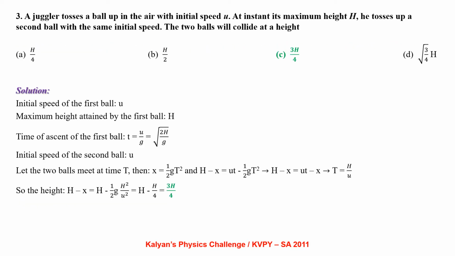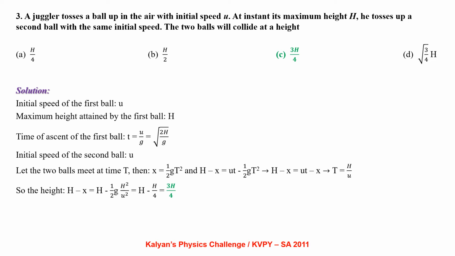A juggler tosses a ball up in the air with an initial speed u. At the instant its maximum height, capital H, is reached, he tosses up a second ball with the same initial speed. The two balls will collide at a height. Initial speed of the first ball is u, and the maximum height attained by the first ball is H. Time of ascent of the first ball T equals u by g, which is also equal to root 2H by g. Initial speed of the second ball is also equal to u.